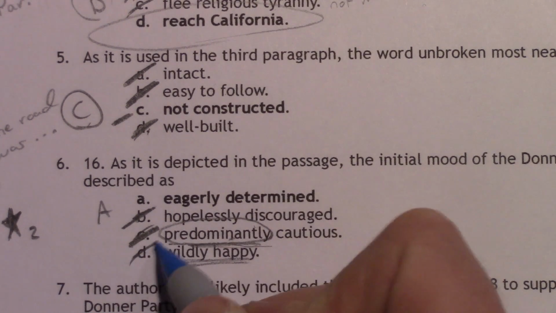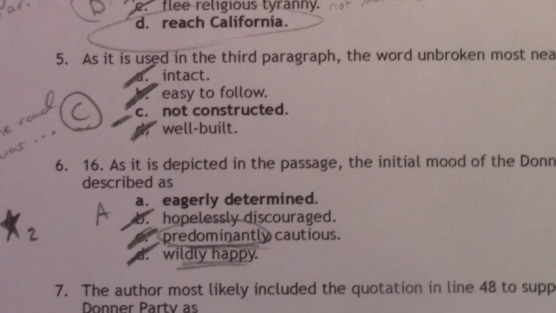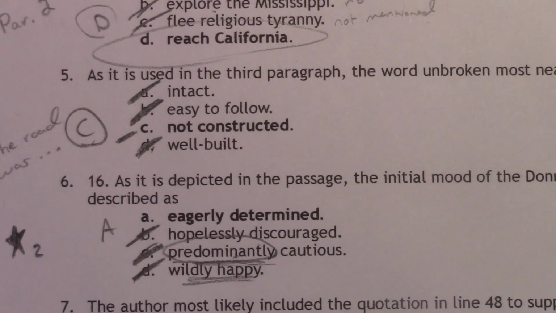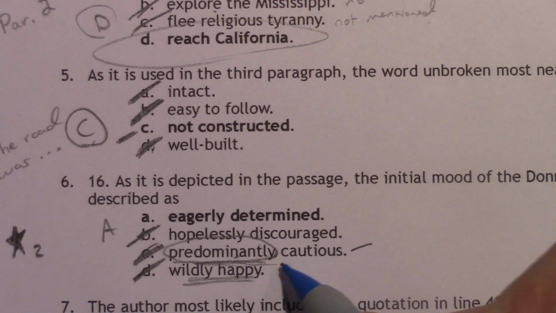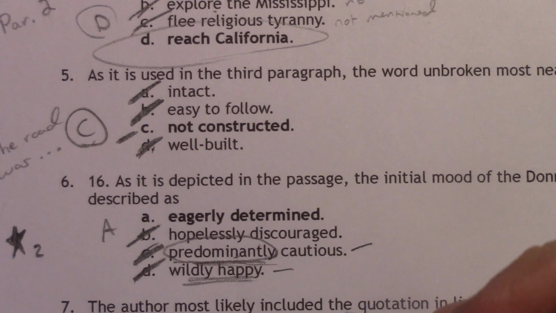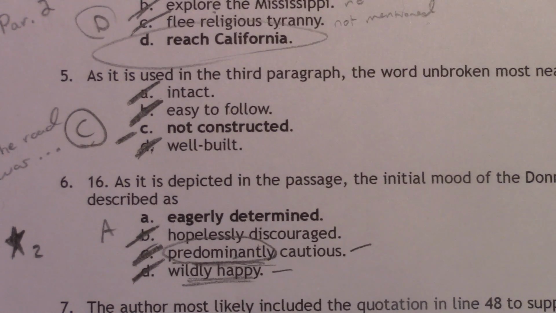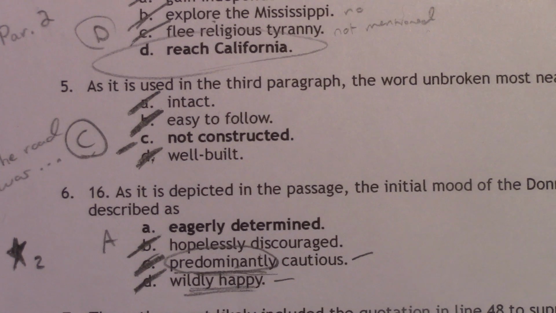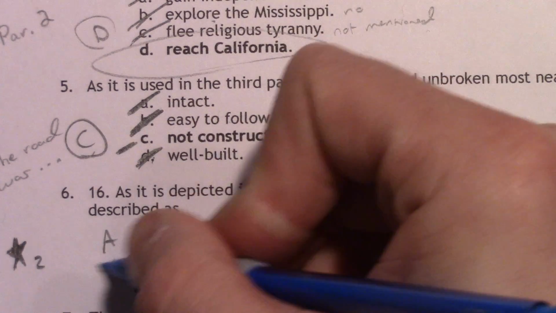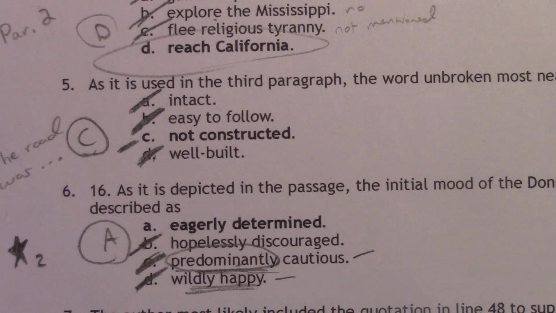One of the things the SAT really likes to test you on is how well you can craft a reasonable description of a passage. Here, predominantly cautious and wildly happy are just too strong of descriptors to accurately portray what's happening in the passage. And the SAT tests you on whether you can find things that are overly exaggerated, such as these two descriptions, and cross them out because they're not the right answers. A, eagerly determined, is what we're interested in here.